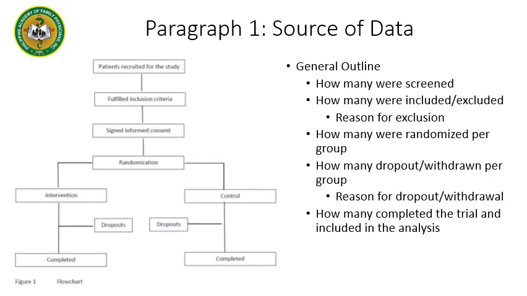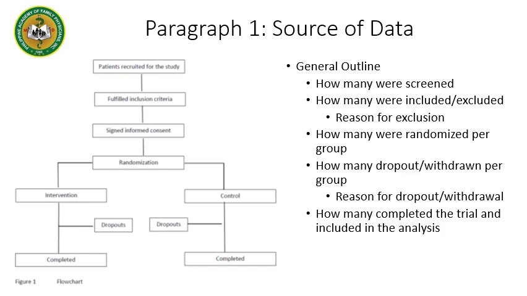Okay, so let's look at paragraph 1 and how do you write the first paragraph. Paragraph 1 is usually a description of the diagram, no, like this. How many patients were recruited, or how many were screened, how many fulfilled the inclusion criteria and eventually signed informed consent, how many were randomized into 2 groups, and then how many were dropouts, and then how many completed the study. So that's the outline, no, when you write your first paragraph.